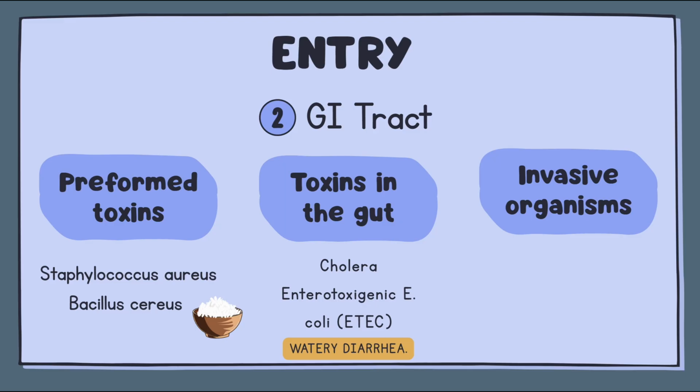The third mechanism is through invasive organisms. In this case, the organisms invade and damage the intestinal tissue itself. Examples include Shigella and Salmonella. These bacteria cause damage to the intestinal mucosa, they cause inflammation, and they cause bleeding. And this results in bloody diarrhea, and bloody diarrhea is also called dysentery.